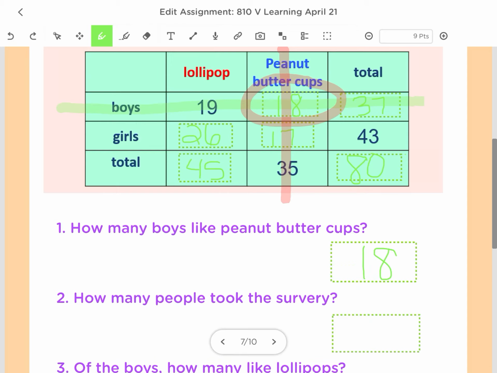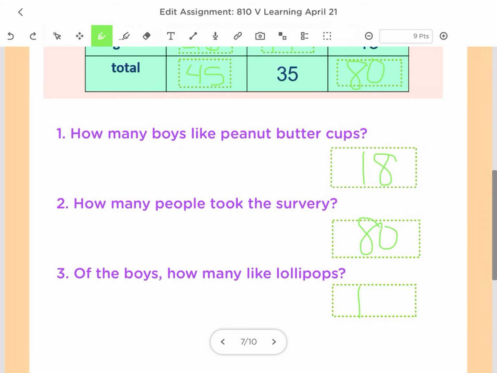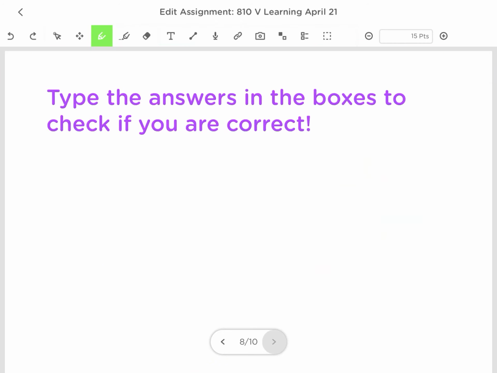To find the total number of people that took the survey, I'm going to look in the corner right here, because that's always where our total is. There was 80 people that took the survey. And finally, the last one, which can be the trickiest of all of them, says, of the boys, how many like lollipops? So when it says of the boys, I'm only looking at the boys row here. How many of those boys like lollipops? Well, that's 19, because I'm only looking at the boys.